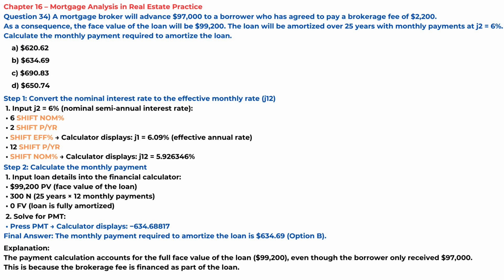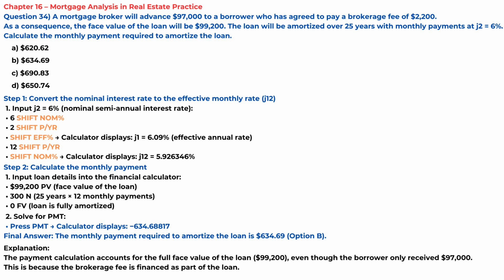Step 2. Calculate the monthly payment. 1. Input loan details into the financial calculator. 99,200 PV, face value of the loan. 300, 25 years times 12 monthly payments. 0 FV, loan is fully amortized. 2. Solve for PMT. Press PMT. Calculator displays negative 634.6817.